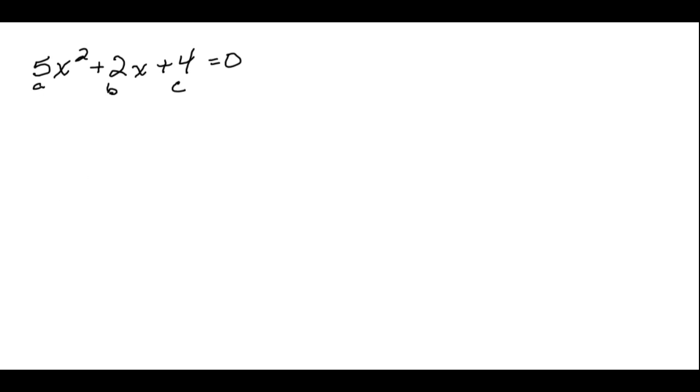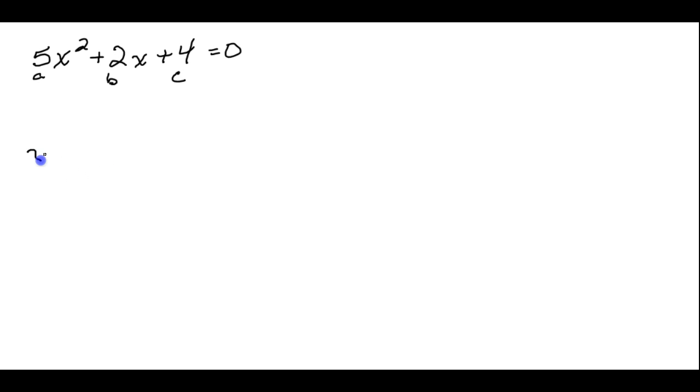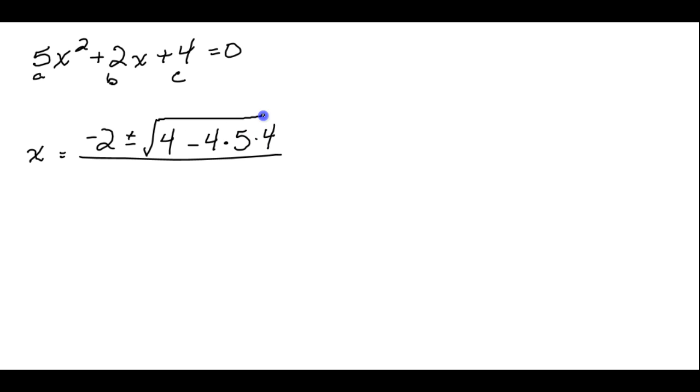Alright, so x is equal to the opposite of b, which makes that a negative 2, plus or minus the square root. 2 squared is 4, minus 4 times a times c, and this time our c is a positive 4, so I don't have to worry about that pesky negative sign over there. All over 2 times a, okay? And then again, I'm going to simplify just a little further in the solving process because I want to talk to you about something.